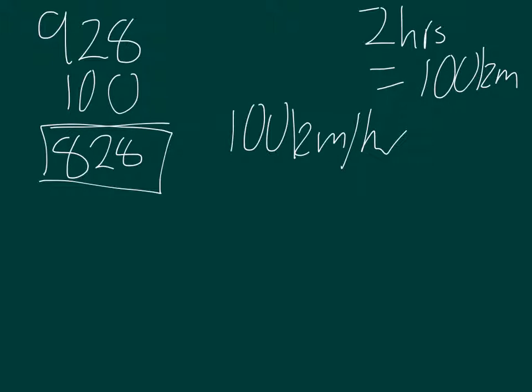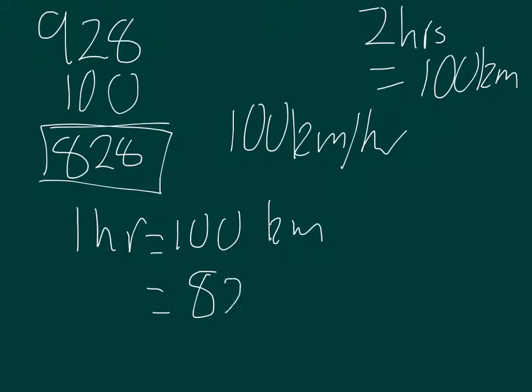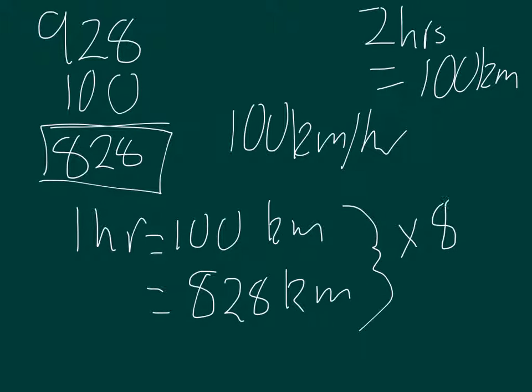So obviously, if in 1 hour I travel 100 kilometres, I have to travel 828. The question is, what did I do to the 100 to get to 828? I multiplied it by 8.28. So therefore, my journey to travel 828 kilometres is going to take me 8.28 hours.